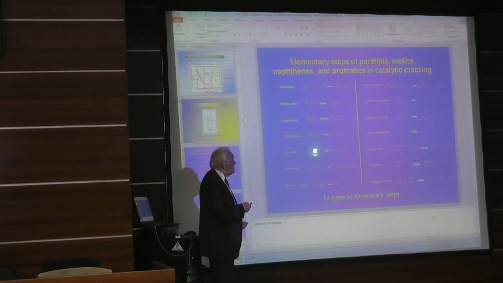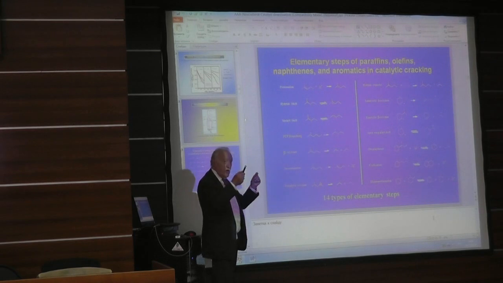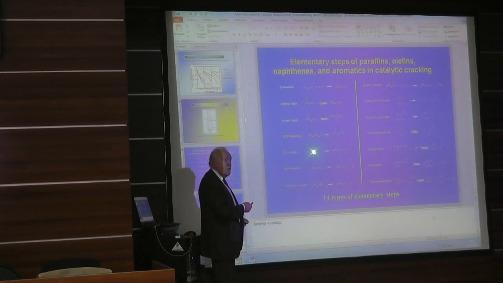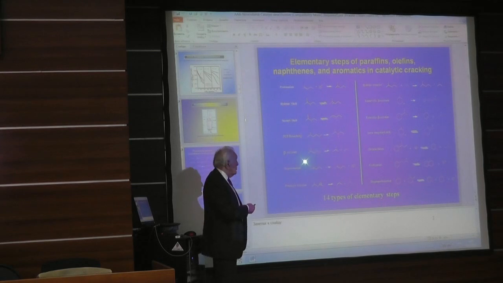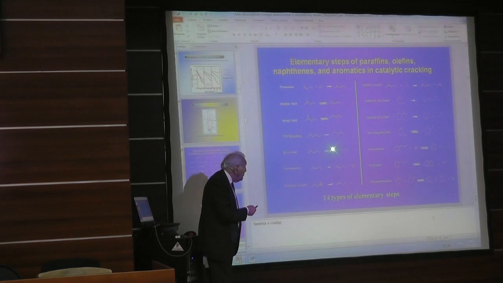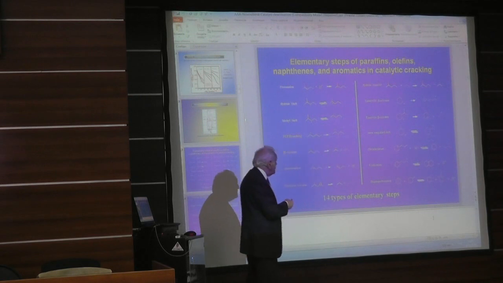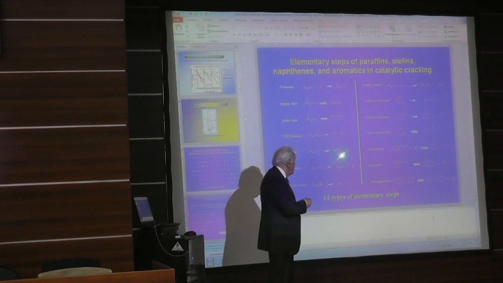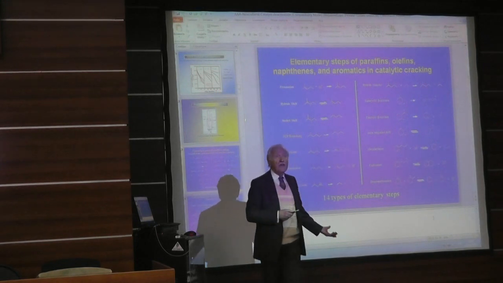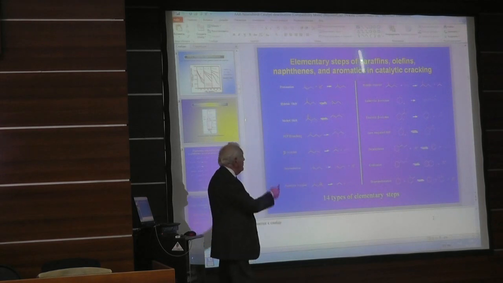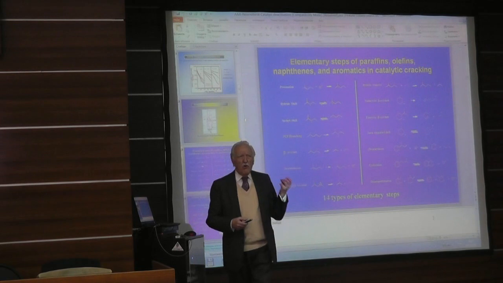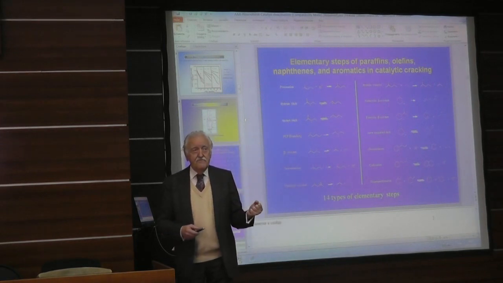That is, there will be a scission of a carbon-carbon link in beta position with respect to the position of the carbenium ion here. And this beta scission, which is one of the steps occurring in cat cracking, yields this, we start from 1, 2, 3, 4, 5, yeah, from a C6. Well, we have two C3 carbenium ions and an olefinic product. So you have 14 types of elementary steps that occur in cat cracking.